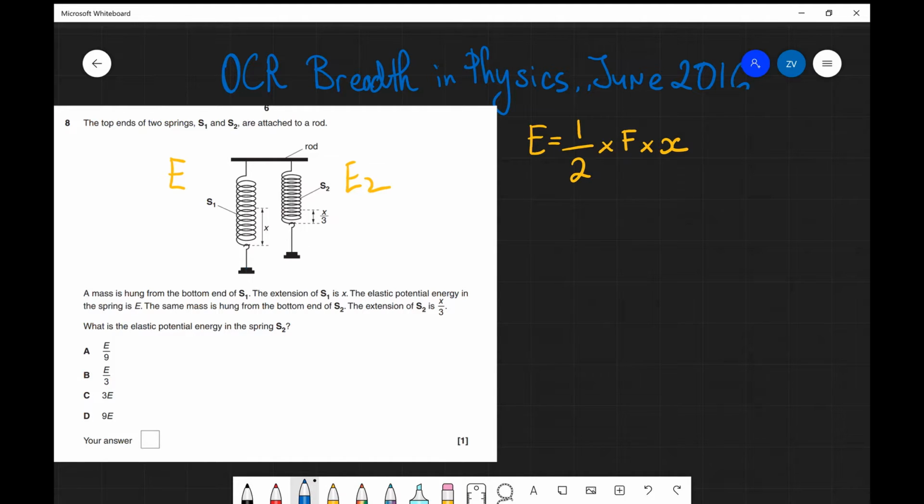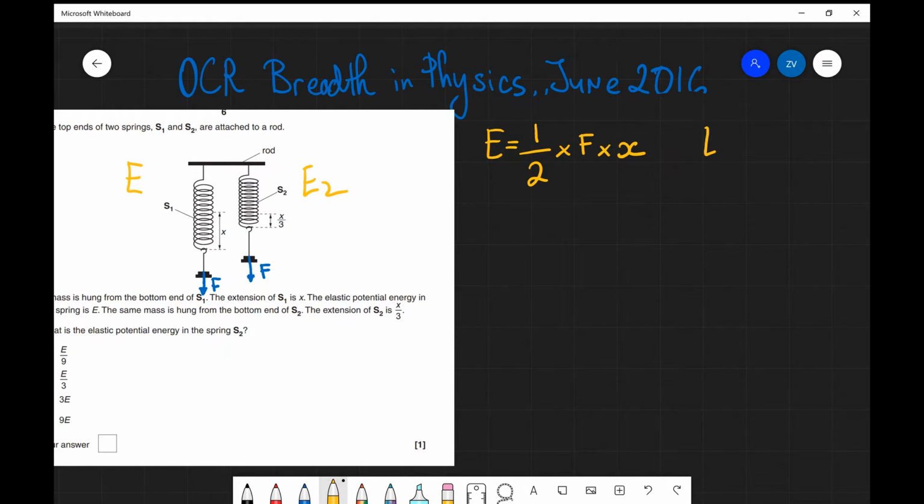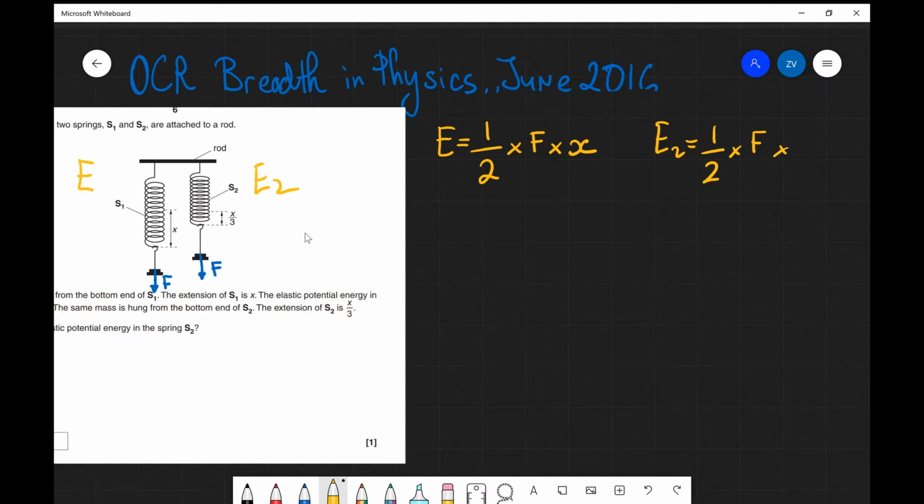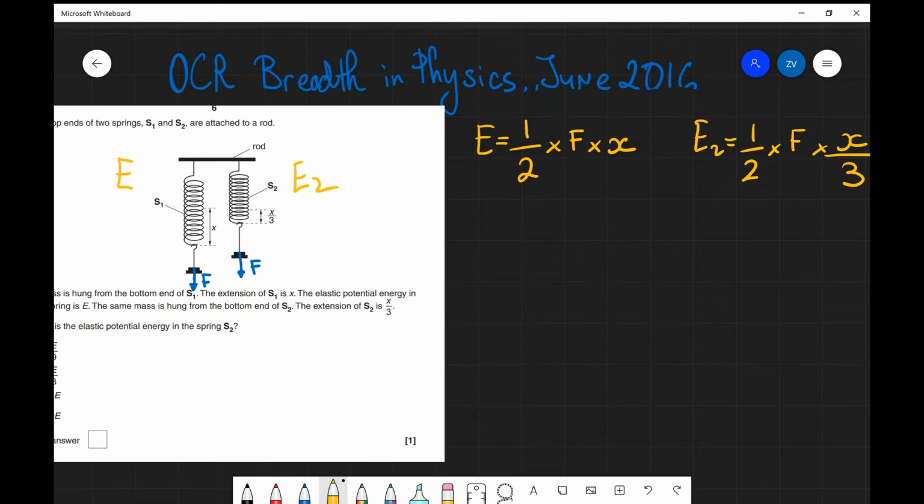So because it's the same mass, this spring is going to have a force F pulling it down, and this spring over here is going to have exactly the same force F pulling it down as well. Now E2 is going to be a half multiplied by the force multiplied by X over 3, because the two extensions are different. The one on the left has an extension X, the one on the right has an extension X over 3. Well, let's see whether we can just find an expression for F.